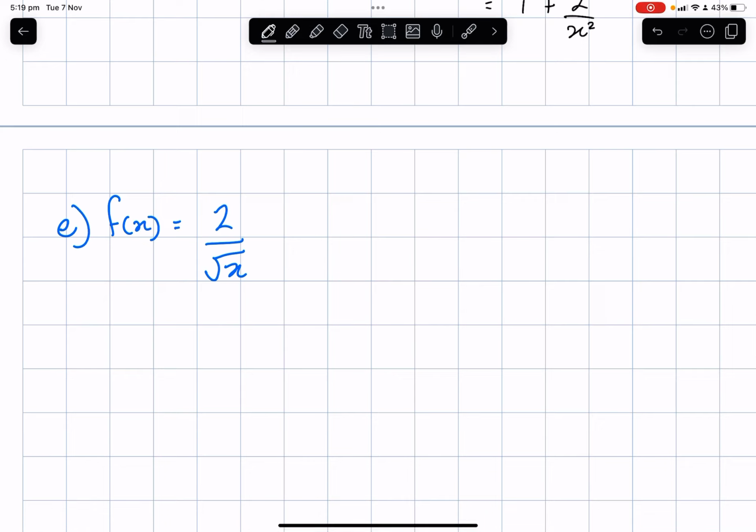So f of x equals 2 over root x. So let's manipulate our function a little bit to get it in the form we like. So turning the square root into a power, and then bringing that x term to the top by changing the sign of the power to be negative. I can now apply my power rule.